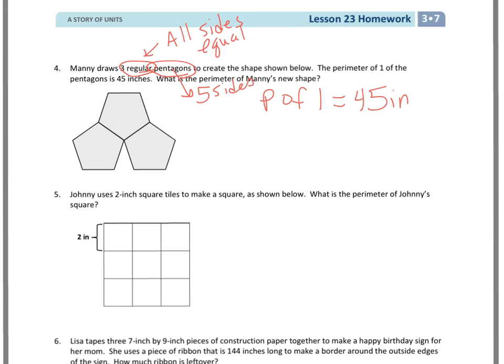So I know one of them is 45. So if I want to find the length of just one of these sides, which will really help me out with this, I'm going to take that 45 and divide it by 5, because a pentagon is 5-sided, and if it's regular, all the sides are equal, which means I'm going to fair share that 45 out to 5 different sides. They're all going to be the same. And if I divide that out, and a lot of you can probably do that in your head, it's going to be 9 inches.